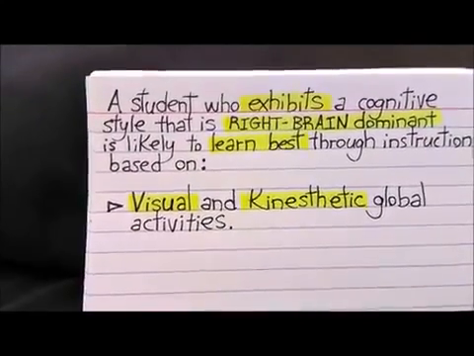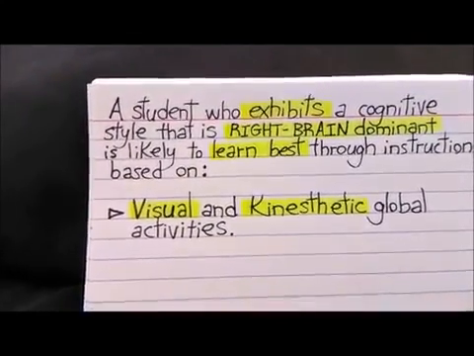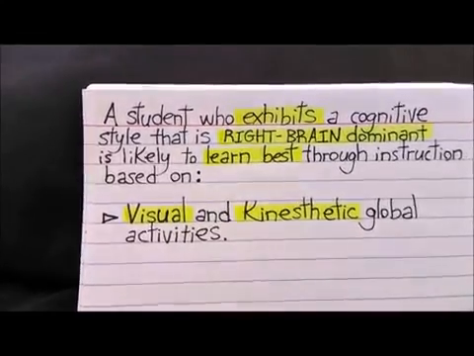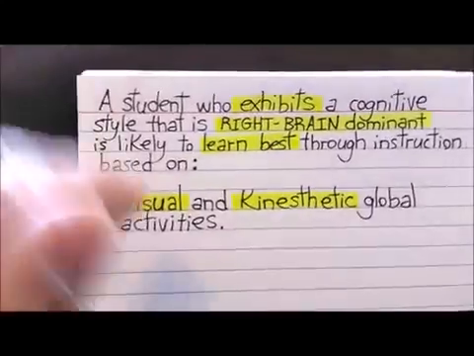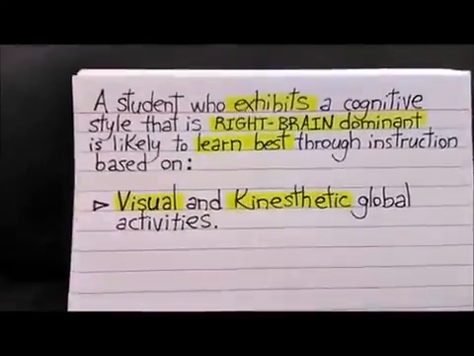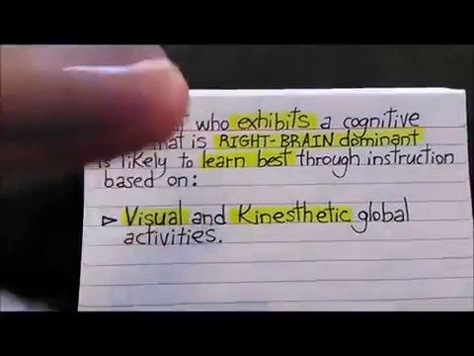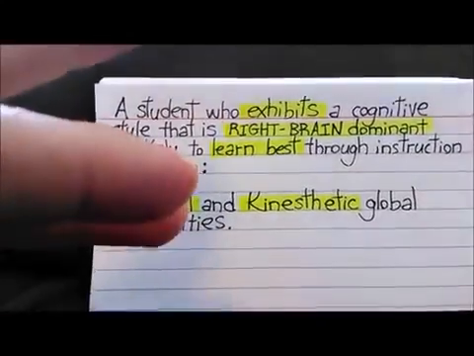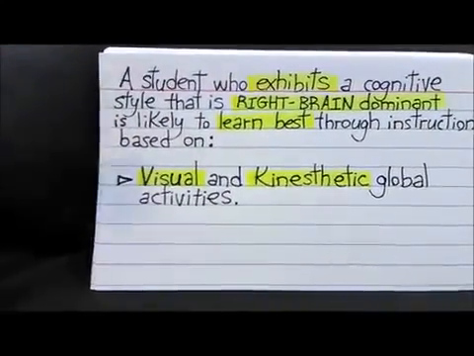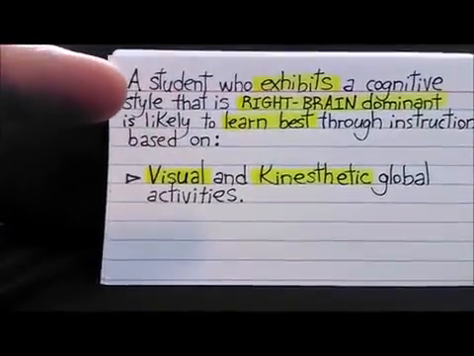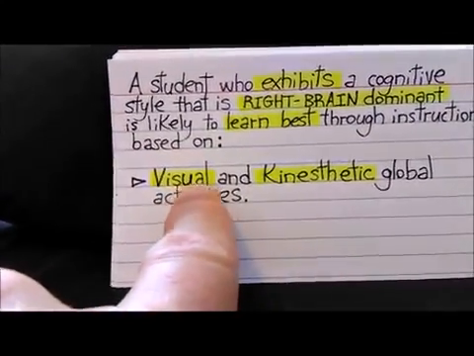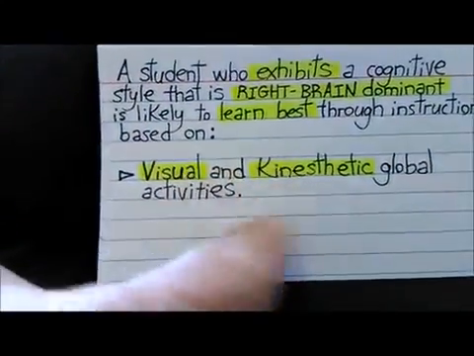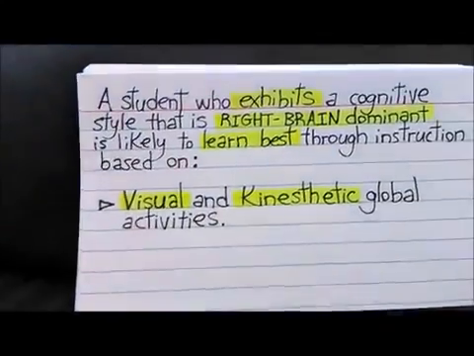A student who exhibits a cognitive style that is right brain dominant is likely to learn best through instruction based on visual and kinesthetic global activities. I am a left-handed person. That means I use the right side of my brain, the opposite. So I am more of a visual and kinesthetic global learner. This one is describing me.